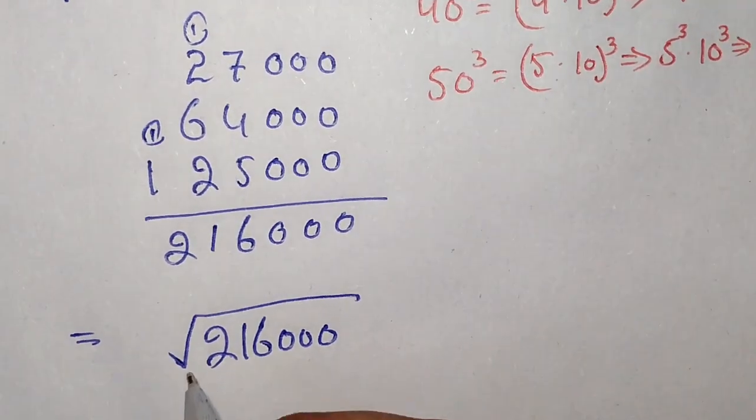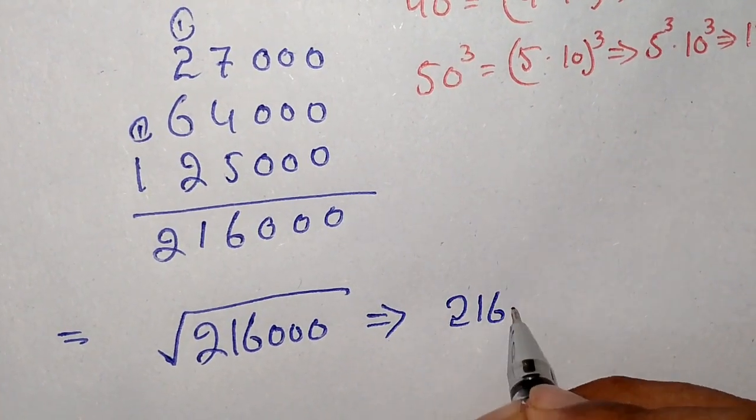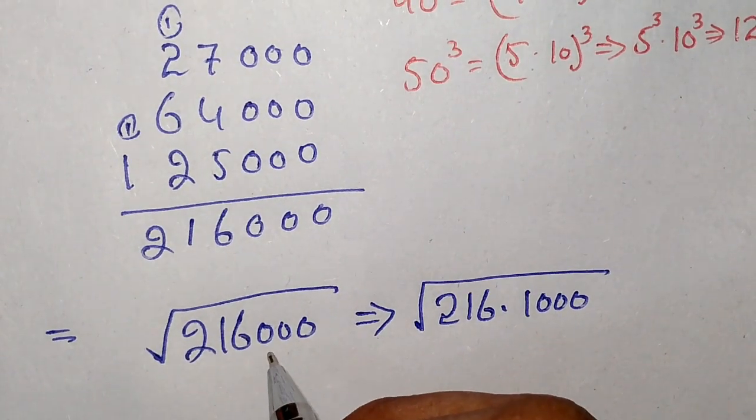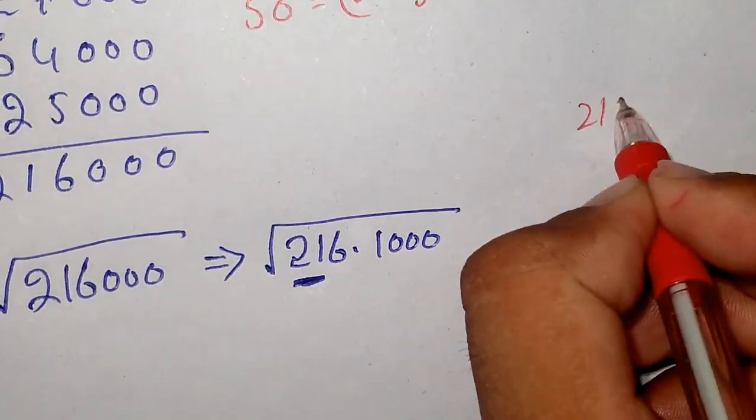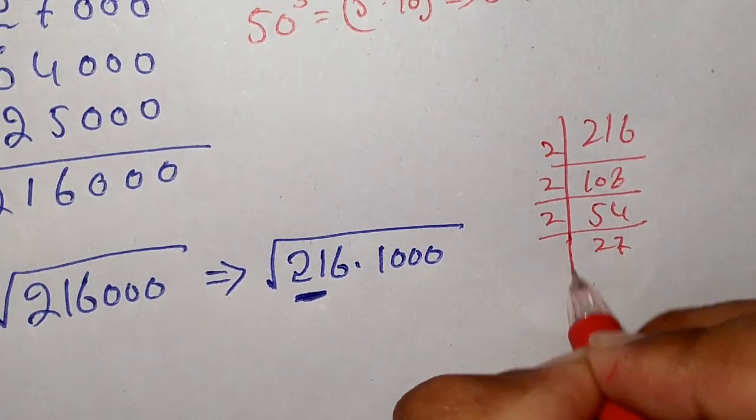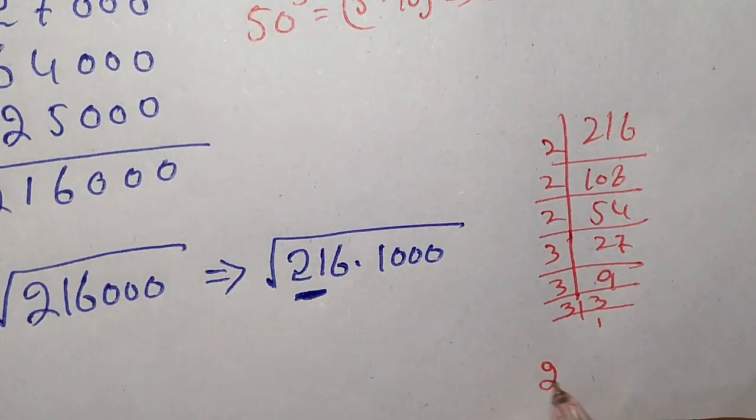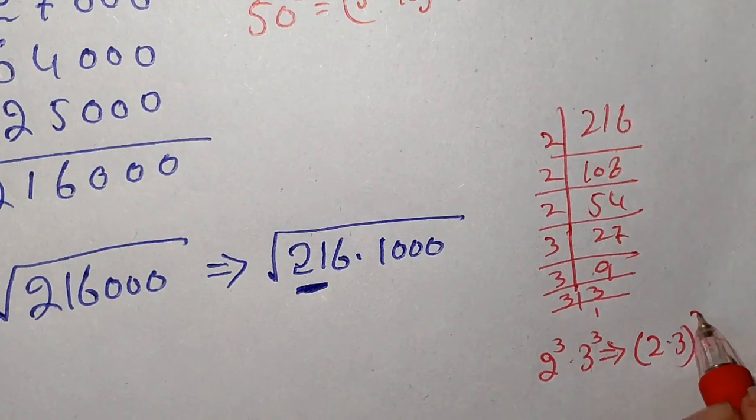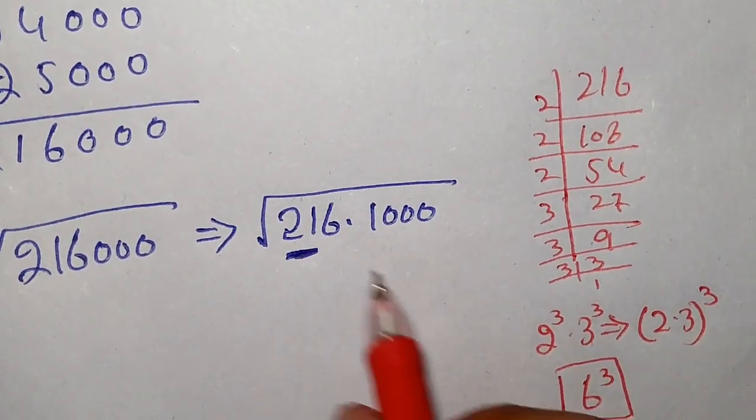So square root of 216,000. Now in the next step, this can also be written as square root of 216 times 1000. Now in the next step, we have to factorize 216. So 216, 108, 54, 27, 9, 3, 3 3s are 9, 3 1s are 3. So this is equal to 2 to the power of 3 times 3 to the power of 3, which is equal to 2 times 3 to the whole power of 3, which is equal to 3 times 2 is equal to 6, 6 to the power of 3. So we have to replace 216 by 6 to the power of 3.